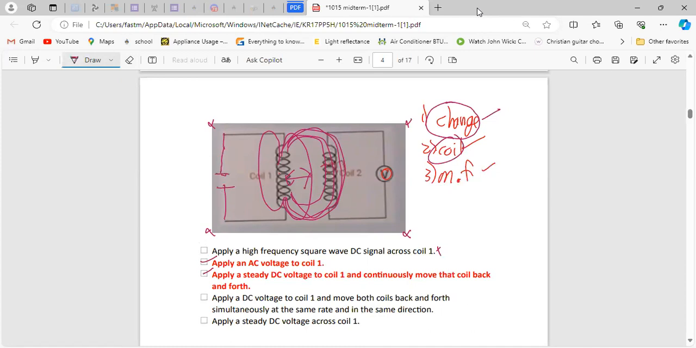Meaning if it's going this way, that's going to stay so. They're basically saying if I hold the four corners of the page and I just move it back and forth, they're not going to generate a voltage because the flux cutting the coil is not changing. One of the coils has to be stationary and the other has to move for the flux to change. If both are moving simultaneously, nothing is going to change.